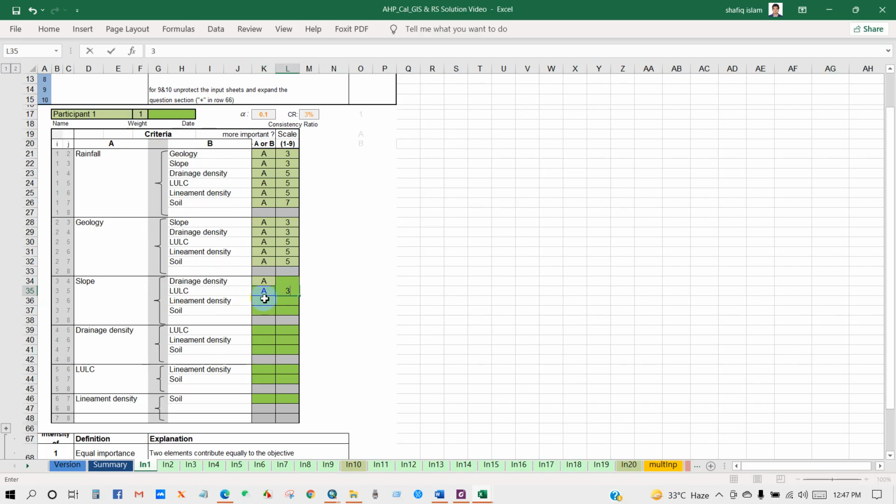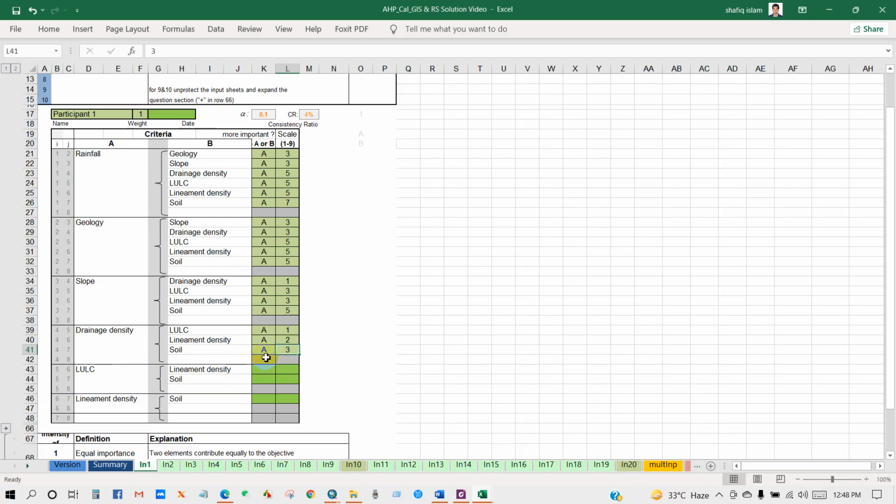And then slope or LULC. I think slope is more important than LULC, so I have given 3. Then slope and lineament density. Slope is more important than lineament, so I have given 3. And then slope or soil. Slope is more important than soil, so I have given 5. And drainage density and LULC. Both are equally important, so I've given 1. And then drainage density and lineament density I've given 2. And drainage density or soil, so I have given 3.